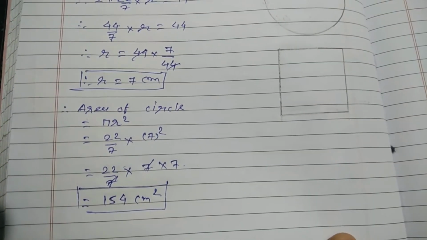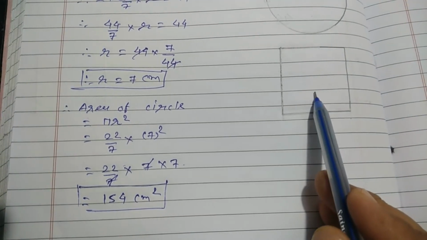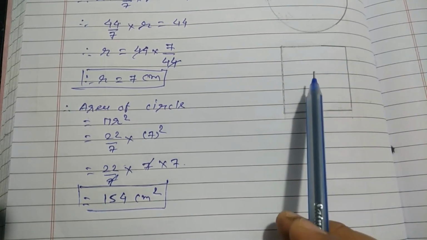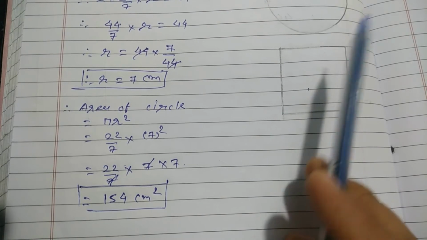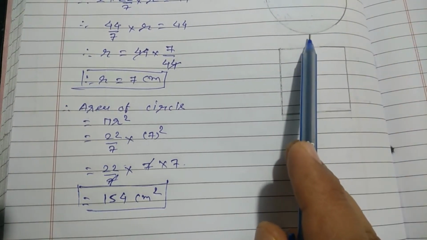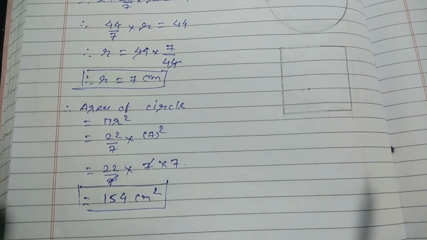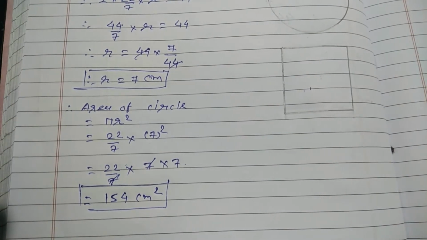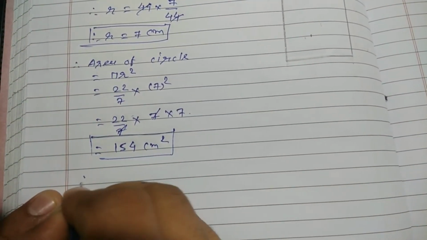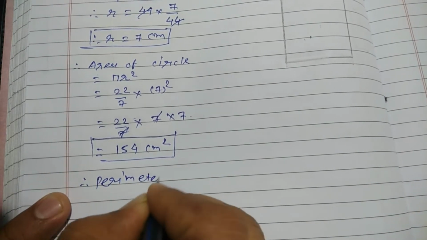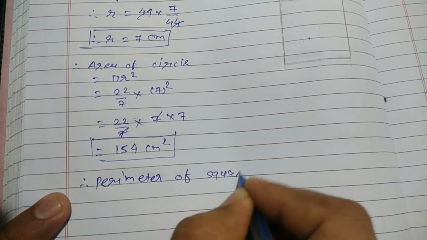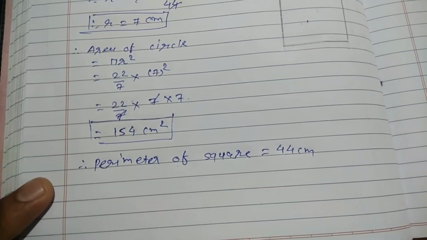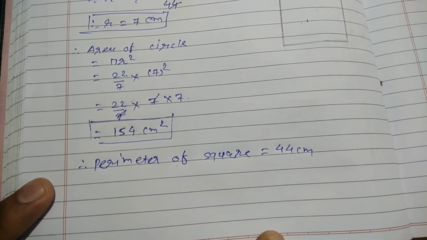Now that same wire is bent into the square. Now keep in mind that the length of the wire doesn't change. That same wire was used, so therefore the circumference of the circle, that is 44 centimeter, is the same as the perimeter of the square. So the length of the wire is 44 centimeter, therefore the perimeter of the square is 44 centimeter. From this we can find the length of its sides.